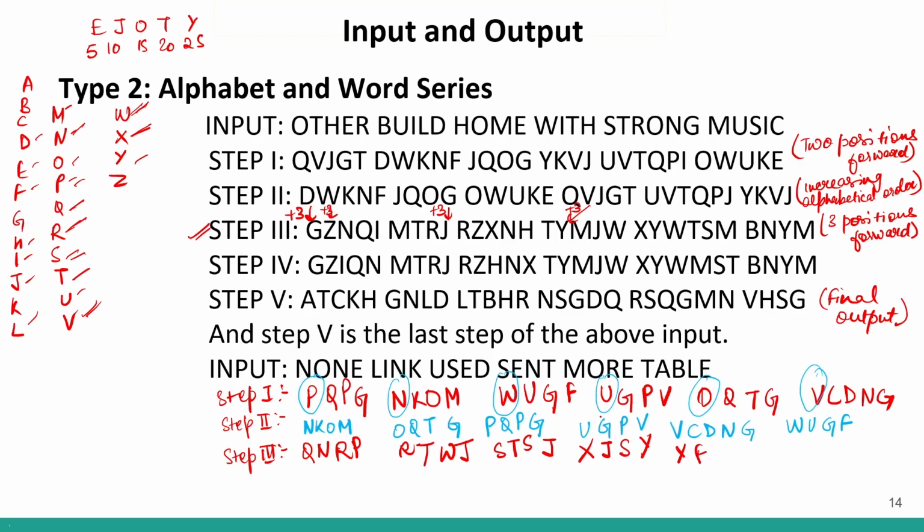D will change into what? D will change into 1, 2, 3, G. N will change into Q. G will change into J. Similarly, W, if I have to move 3 positions forward, 1, 2, 3, will change into Z. U will change into X. G will change into J. And F will change into what? F will change into 1, 2, 3, I. Correct? This will be my step 3.